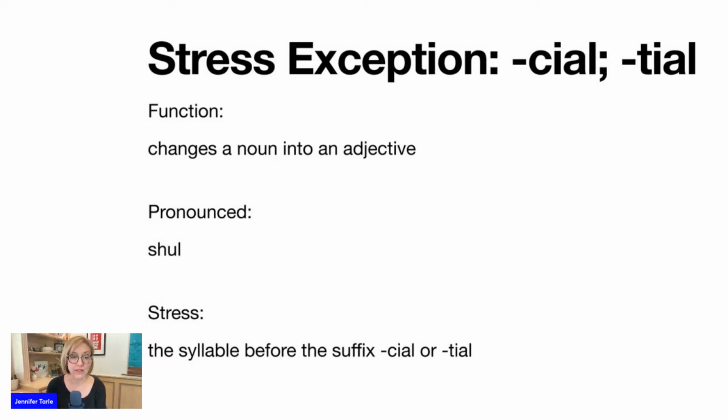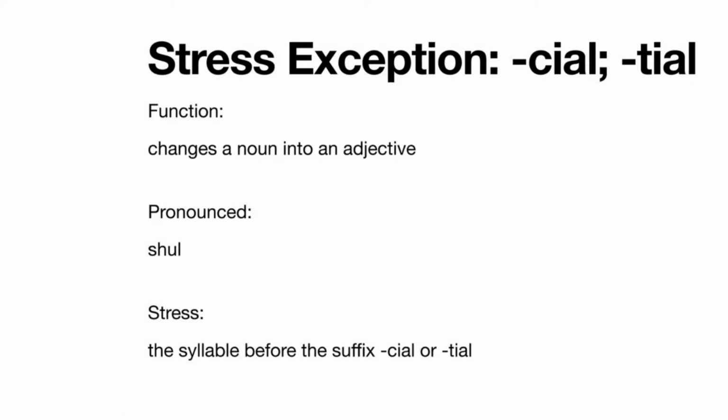We are going to pronounce it as "shull," and we are going to stress the syllable before the suffix. I think my face is covering this. Let me take myself out. So again, CIAL and TIAL change a noun into an adjective. We pronounce it "shull," and the syllable before the suffix is going to get the stress. So let's talk about that "shull" suffix and what we're doing there.